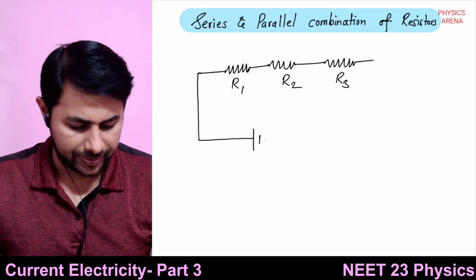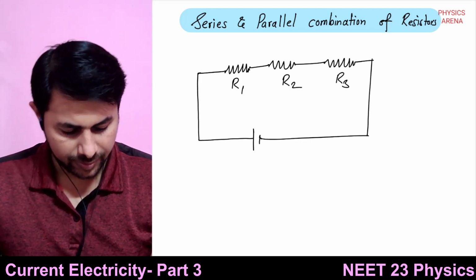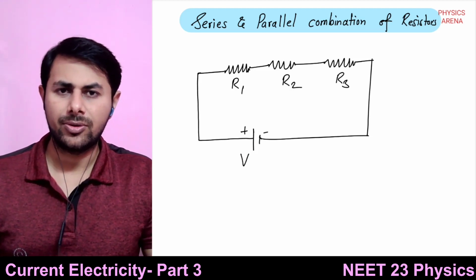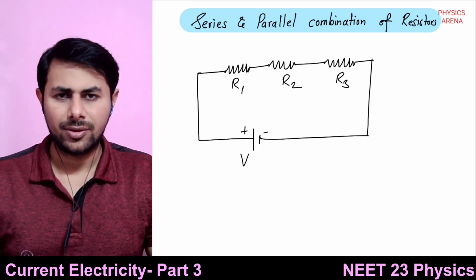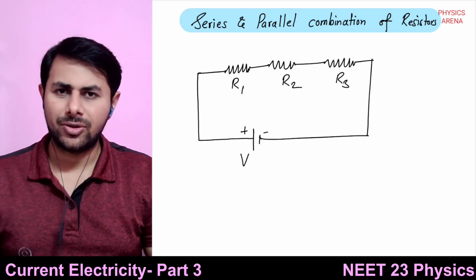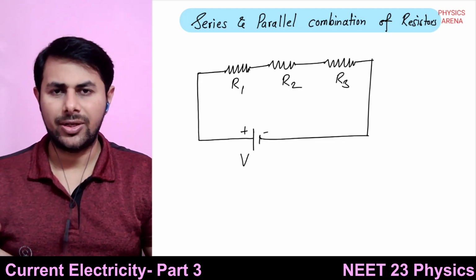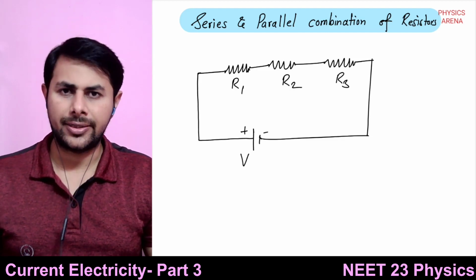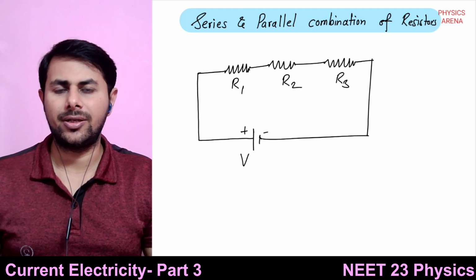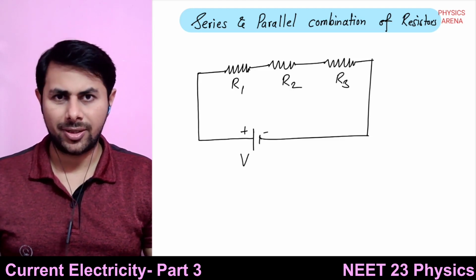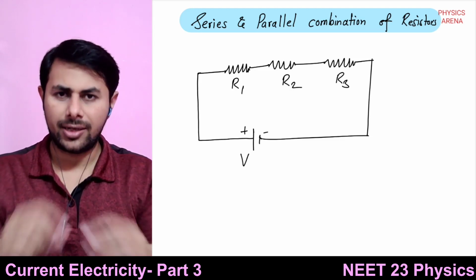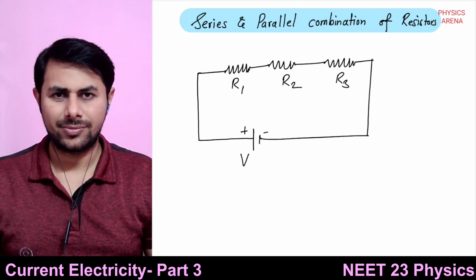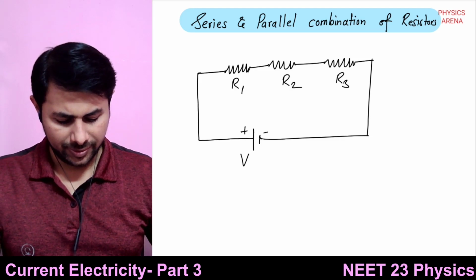So this is a battery which provides the potential difference of V volts. This is simple. It is like you have three wires having lengths L1, L2, L3. They might be made up of the same material, or they might be made up of different materials, and they are connected in series. So which thing is common for them in series combination?